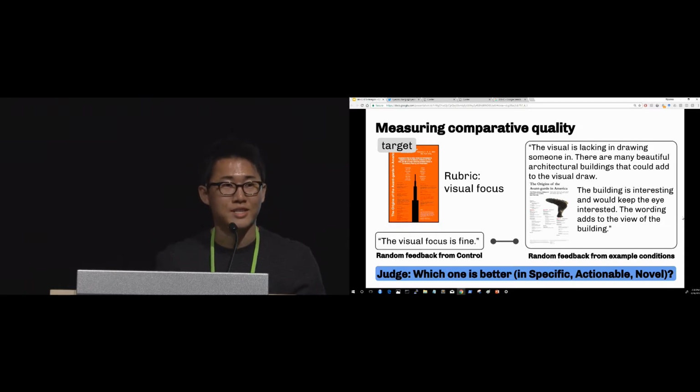Out of these 160 selected pairs, 107 paired a feedback from the control condition, again, the piece of feedback that does not include a supplementary example in it, with a piece of feedback from either of the example conditions, which does include any number of supplementary examples.